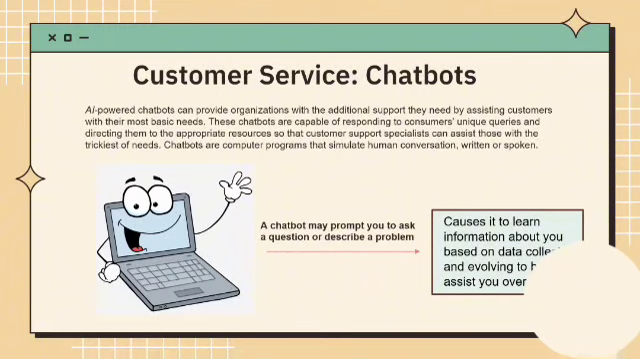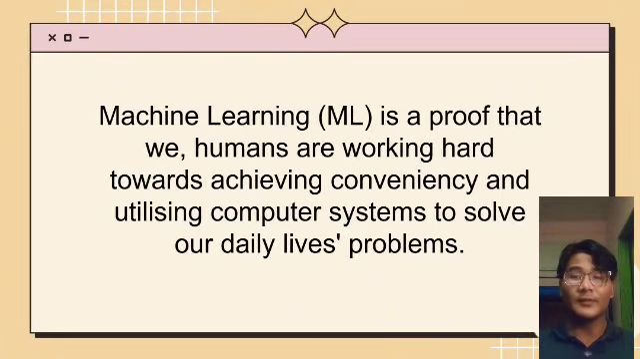To summarize, machine learning is a proof that we humans are working hard towards achieving convenience and utilizing computer systems to solve our daily problems.